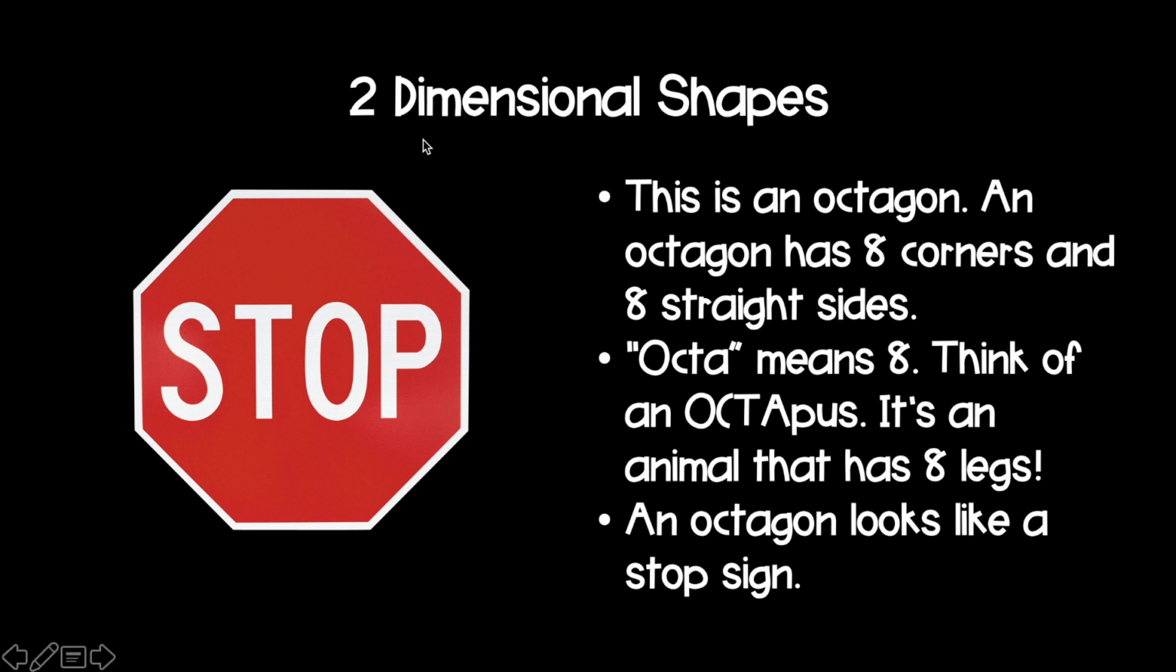An octagon looks like a stop sign. 1, 2, 3, 4, 5, 6, 7, 8 sides. 1, 2, 3, 4, 5, 6, 7, 8 corners.